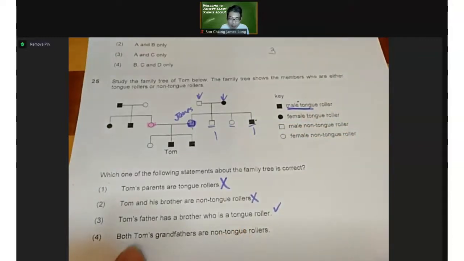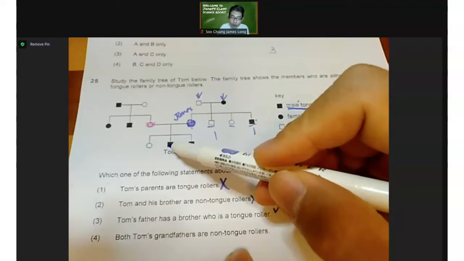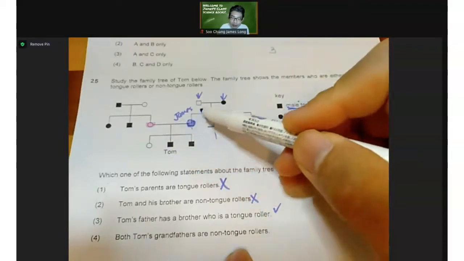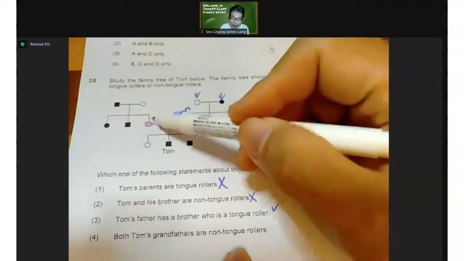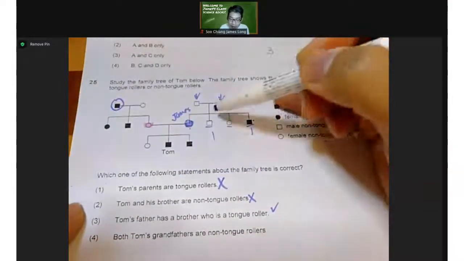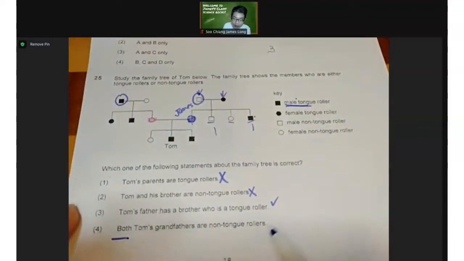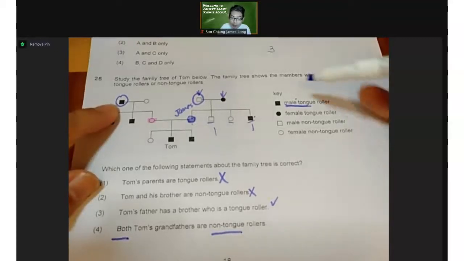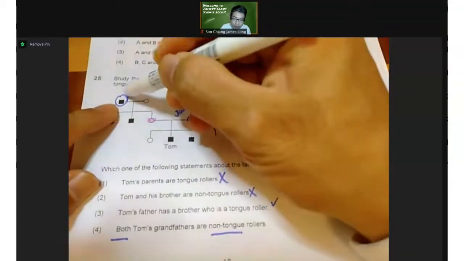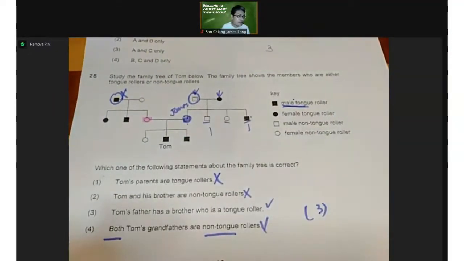Last one. Both Tom's grandfathers are non-tongue rollers. Now Tom is here. He has 2 grandfathers. One will be his father's father, one will be his mother's father. So this is the mother's father, and this is the father's father. They say both of them are non-tongue rollers. That is false because a dark square means male tongue roller. This is a false statement. Answer for 25 is 3.